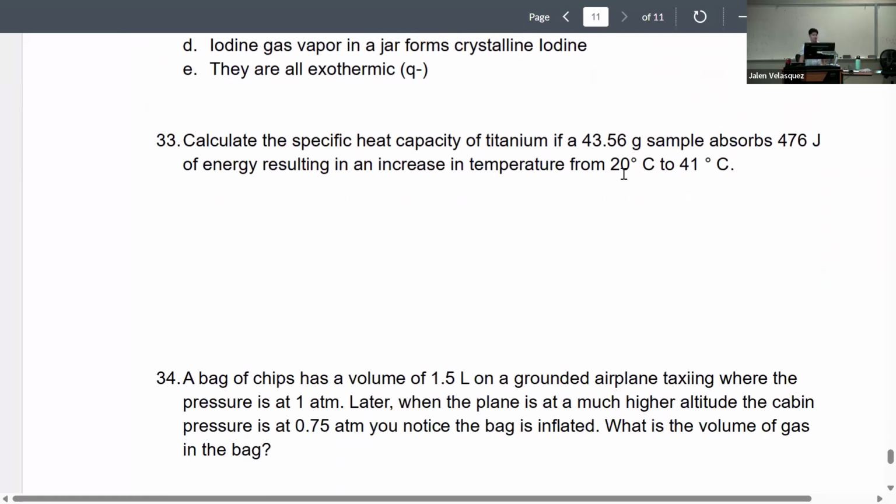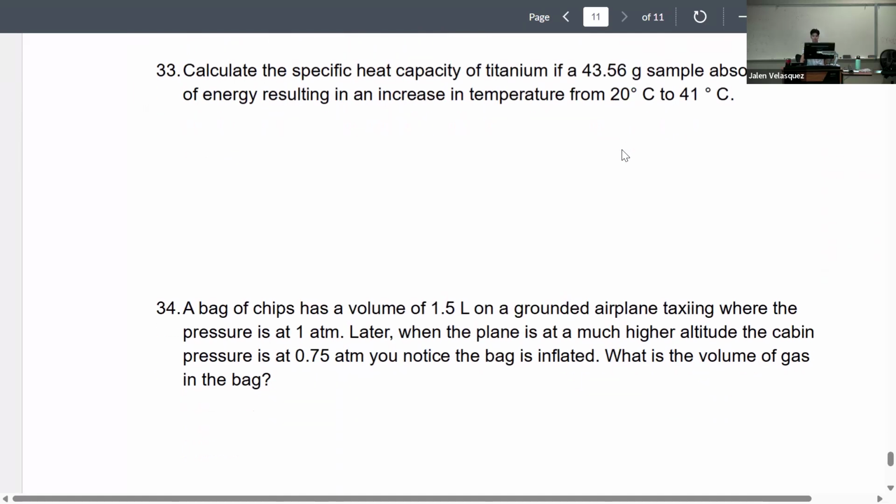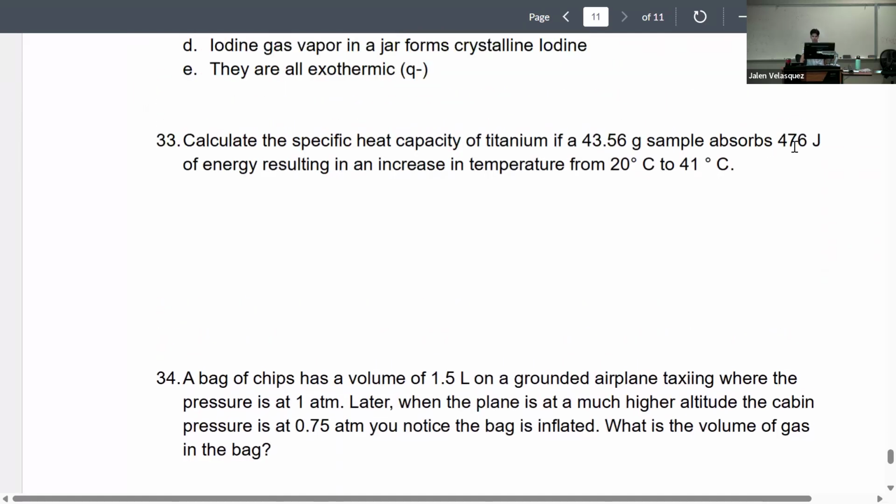Number 33 says to calculate the specific heat capacity of titanium if a 43.56 gram sample absorbs 476 joules of energy, resulting in an increase in temperature from 20 Celsius to 41 degrees Celsius. All right, so what equation do we have to use here? Good, we use Q equals mCΔT. So I'm solving for the specific heat, C. So for Q, it absorbs 476.